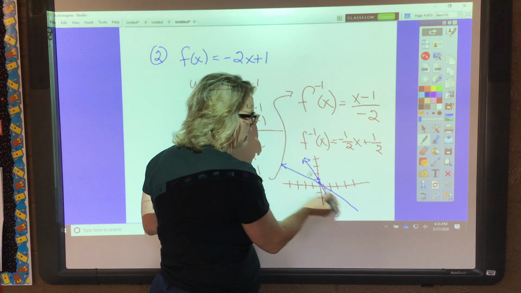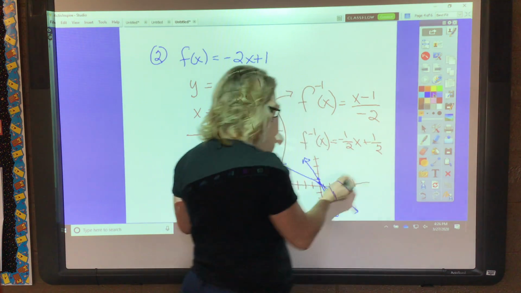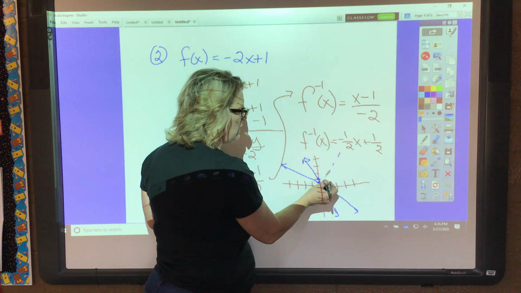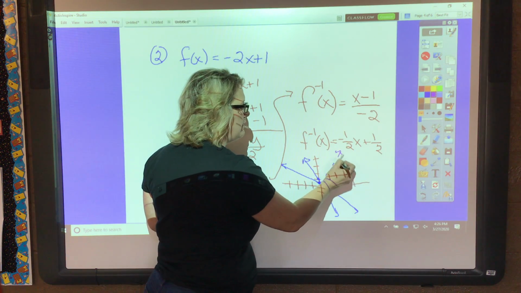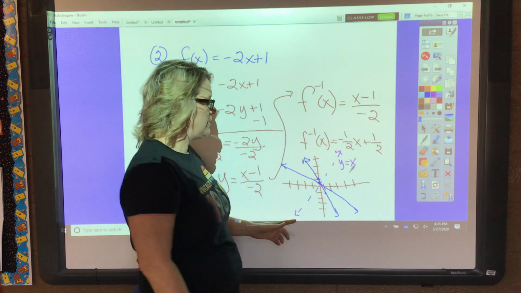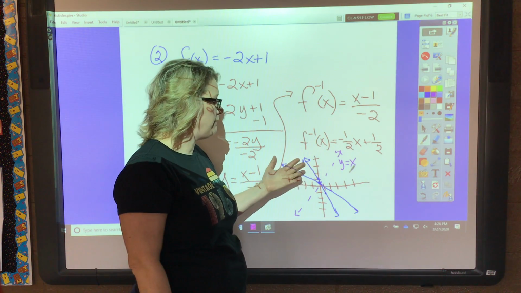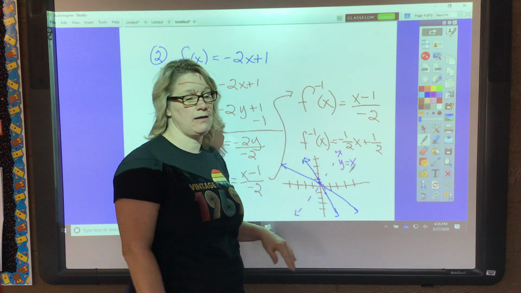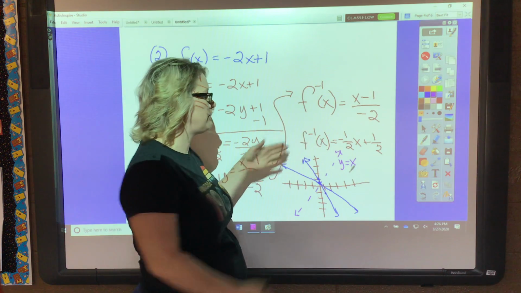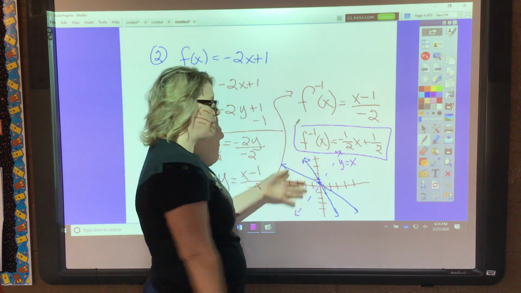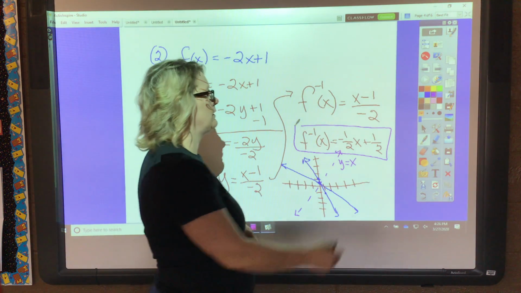Now, why are they inverses? Because inverses have a situation that if we could fold our graph along where y equals x, this is a line of symmetry for inverse functions. This half would fold exactly onto this half. They would match up exactly. So this is finding the inverse of a function and then graphing the original and graphing the inverse. Okay, moving on.